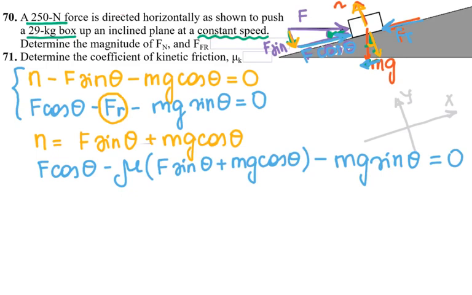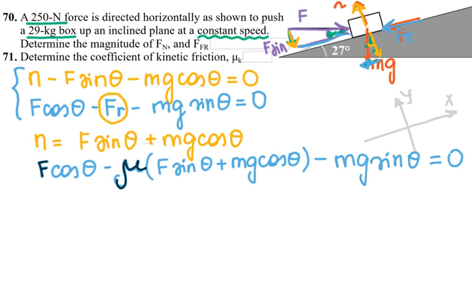Let's look at the information that is given here. So force is given, that one is 250. Cosine of angle is given, angle is 27 degrees. Then mu is the one we're looking for. Force is given, sine is given, mg is given. So everything is given, all I have to find is mu.